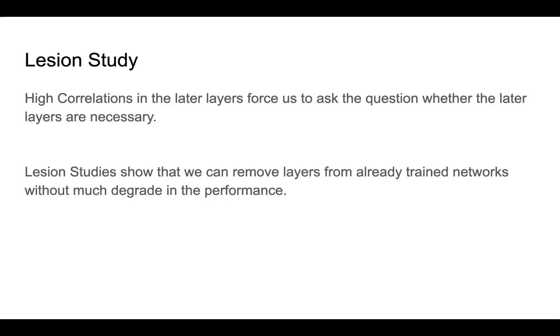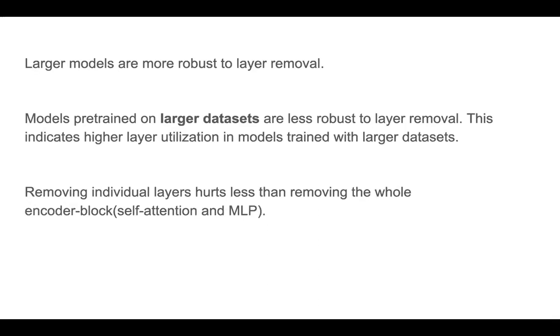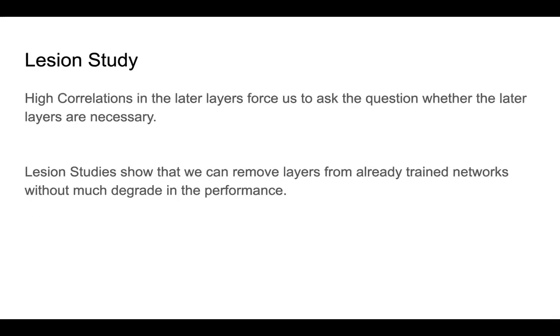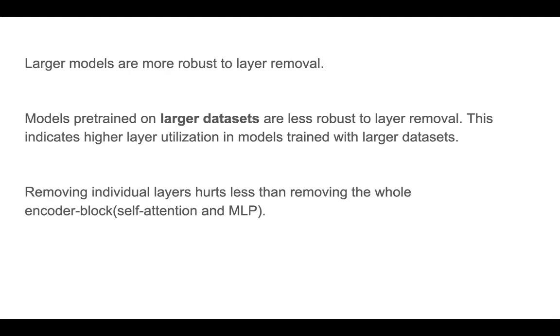What lesion studies show is that we can remove layers from already trained networks during inference time without much degrade in performance. But as we remove more and more layers, the result does go down. If we remove just a single layer in the model during inference time, the result does not drop much. The other thing that's quite shocking is that larger models are more robust to layer removal.